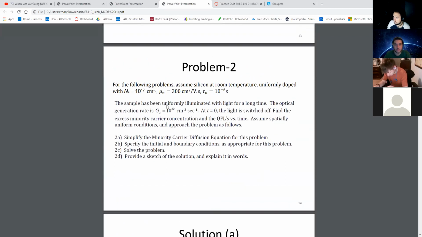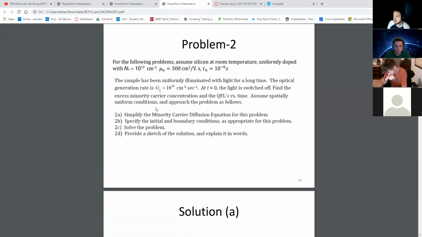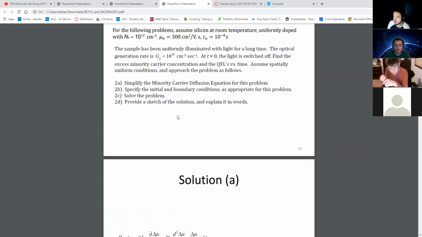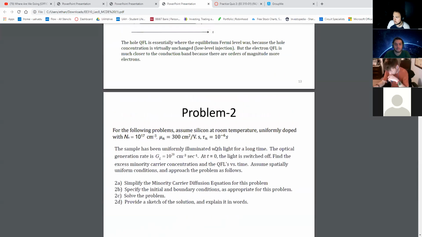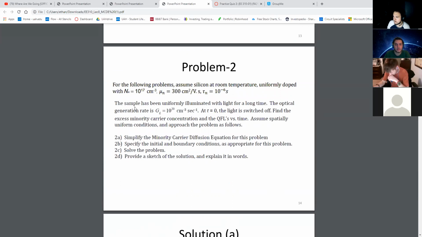Uniformly illuminated optical generation, whatever this is, at time 0, the light is switched off. Yeah, so I'm just going to go through this real quick as a quick example, because this is a special case we don't see too often, that being the fact that in the simplified equation, GL disappeared. We don't have a GL in the simplified equation. It's like this. So in this question, it says the sample's been uniformly illuminated with light for a long time, so it reached a steady state and it had no spatial dependence because it was uniformly illuminated.